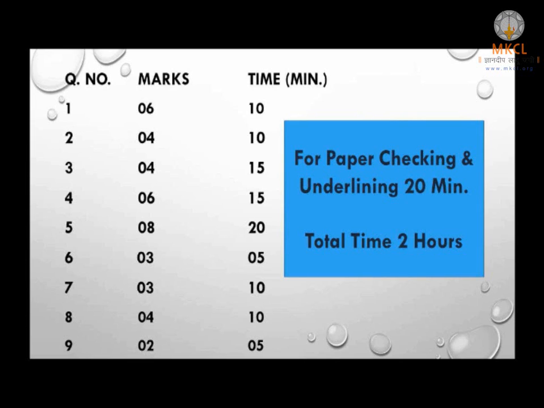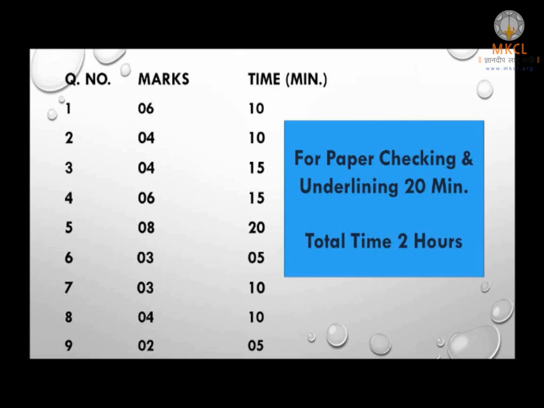Question 3 is of 4 marks, but it is give reason. You have to skim and scan, collect the material, logically sequence it in your mind and then start writing. So take 15 minutes to solve. Question 4 is a short note carrying 6 marks. You have to write 2 short notes. So again, you can devote 15 full minutes for solving this question.